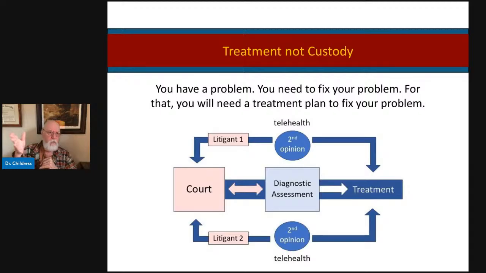It's about treatment, first off, not custody. The family courts land on the wrong endpoint. They land on the decision point for the custody schedule, but we need to fix the problem still. We need to land on treatment as the endpoint, not the custody schedule. And that's what this shows. So we have the court, and then each litigant gets a telehealth second opinion. We get the diagnostic assessment that feeds back into the court's decisions, and that also moves into the treatment plan. And then those two consultants can also consult on the treatment plan, and we make sure it works.